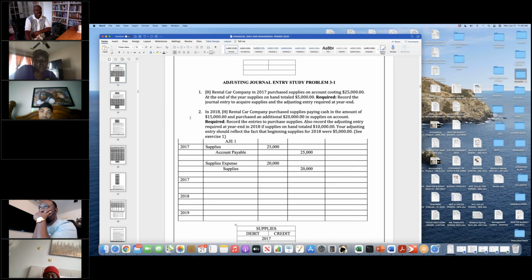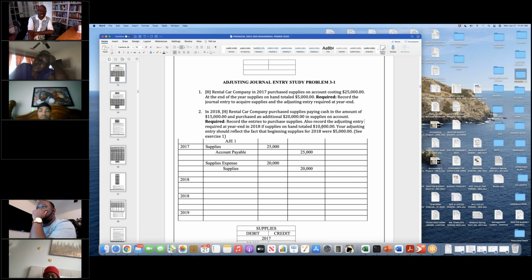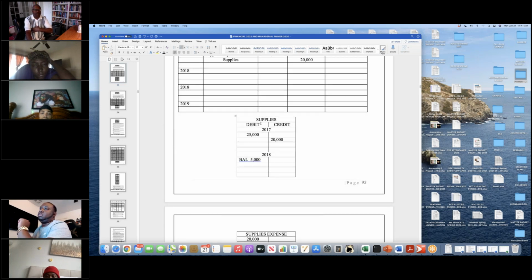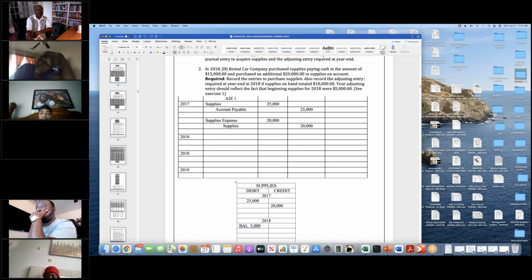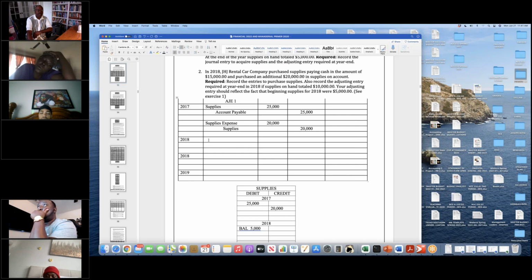So let's go to the second one. So let's see what's going to happen in 2018. And it says, in 2018, the next year, they purchase supplies paying cash in the amount of 15,000. Then they purchase an additional 20,000 on account. Now we got to make that adjusting entry. The supplies on hand is 10,000, and you got to always keep in mind what you had in 2017. So coming forward from 2017, you have 5,000 in supplies. And then you're going to make two purchases.